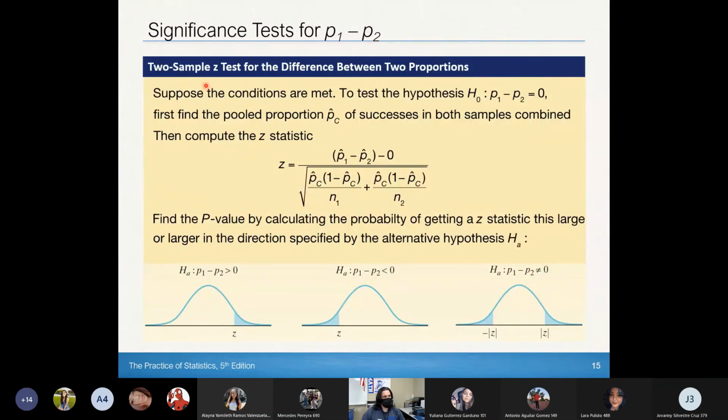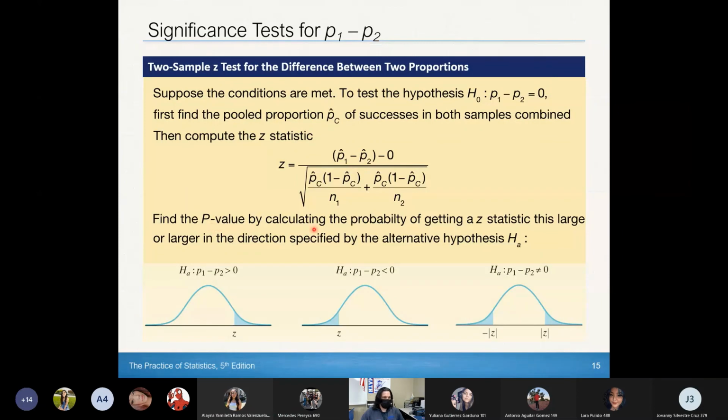And we have our inference method here, the 2 sample z test for the difference between 2 proportions. Suppose the conditions are met. To test the hypothesis H not such that P1 minus P2 equals 0, first find the pooled proportion P hat C of successes in both samples combined, and then compute the z statistic. Z equals p hat 1 minus p hat 2 minus 0 divided by the square root of p hat c times 1 minus p hat c divided by n1 plus p hat c times 1 minus p hat c divided by n2. So the numerator in both of these is the same. The only difference is the sample size here.